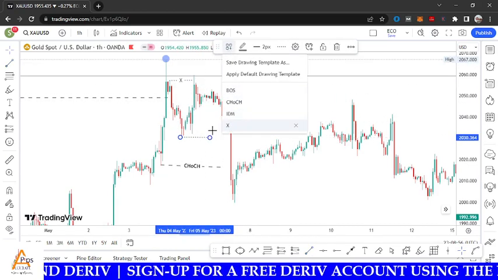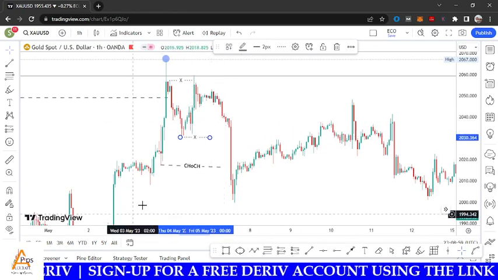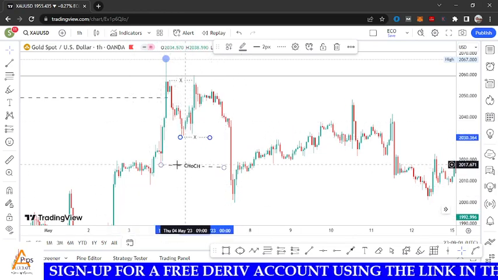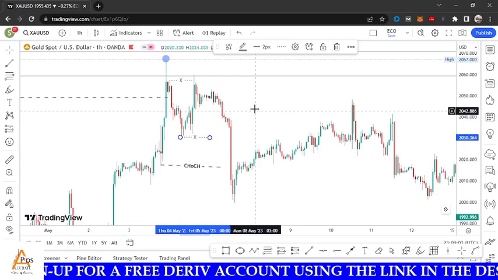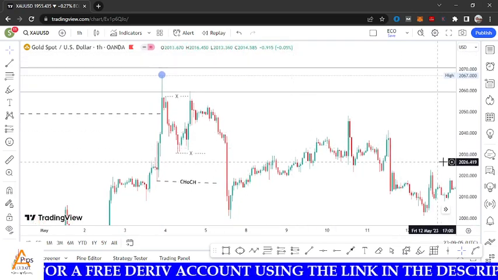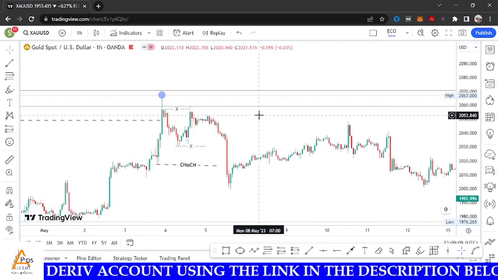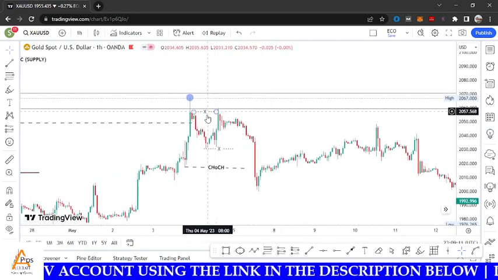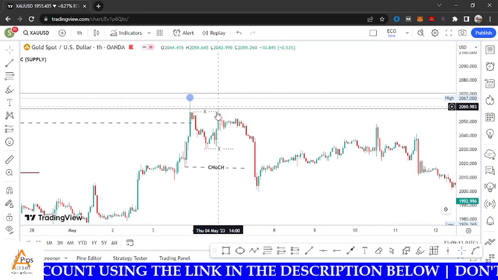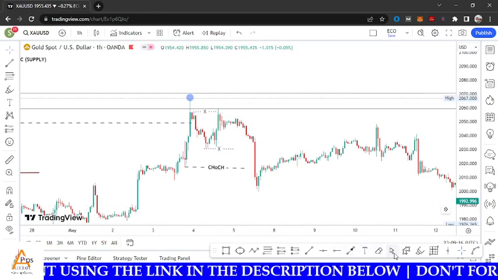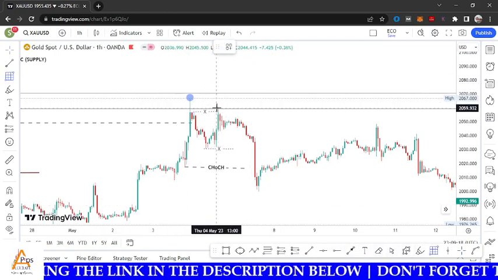So this is just liquidity, not inducement or anything. This is CHoCH liquidity. Okay, inducement is also a type of liquidity. Liquidity is used to confirm highs and lows and potential zone formations. So now this is our potential zone for a reversal.